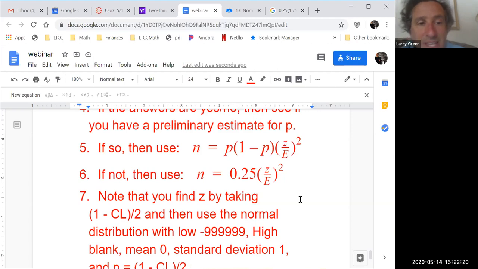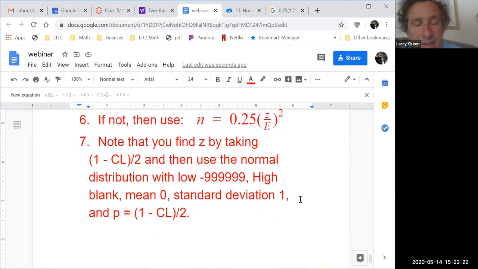And you find the Z in any of these cases by subtracting the confidence level from 1 and then dividing by 2. And then you go -99999, leave the high blank, the mean is 0, standard deviation is 1, and your P number is the 1 minus CL over 2. And then hit go for it.